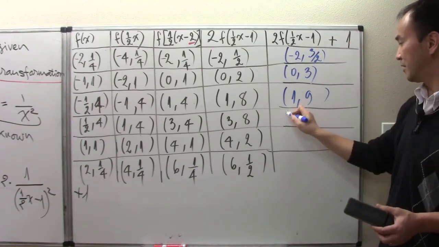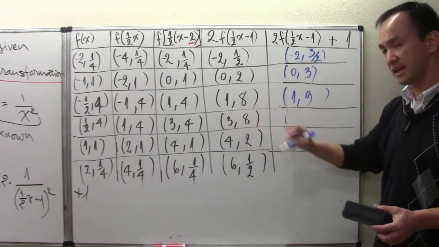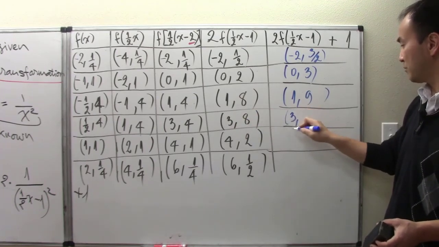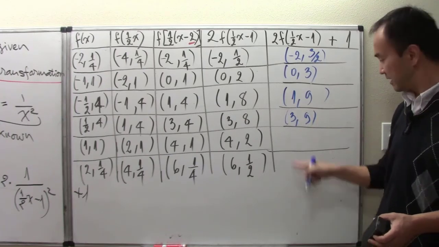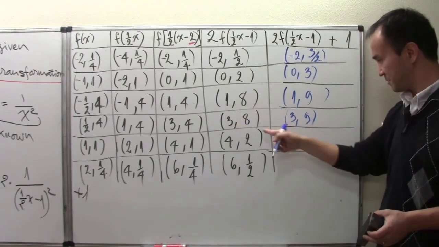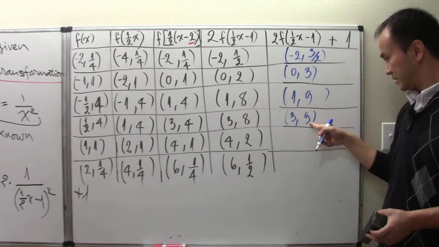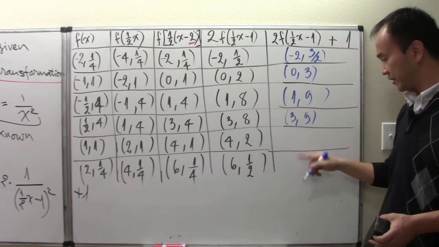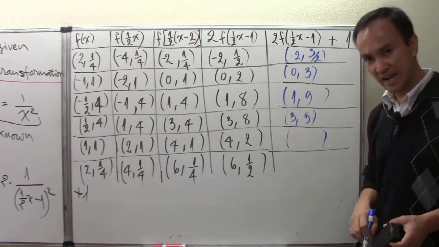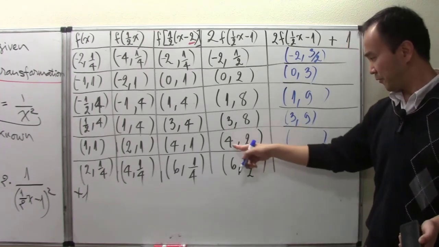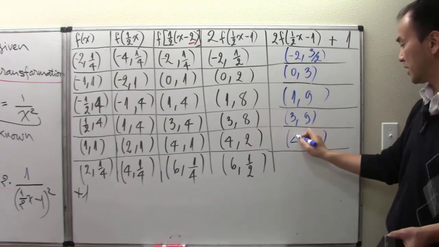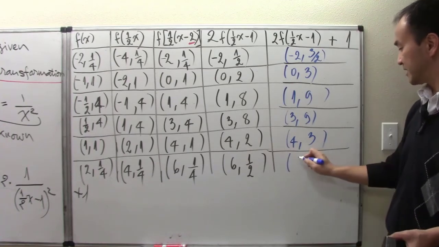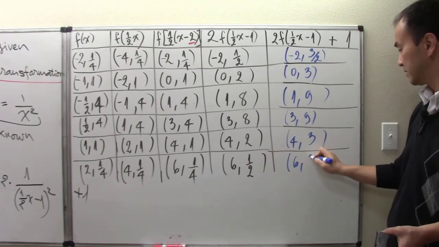And now for the next point at 3 comma 8, that's going to be transformed into 3 comma 9. And once again, x value stayed the same. Okay, y value came out as 8 plus 1. That's how we got 9 here. All right, and for the last two, I'll just simply work on that without much explanation. So 4 comma 2 now is transformed to 4 comma 3. Okay, 6 comma 1/2 is now transforming to 6 comma 3/2.